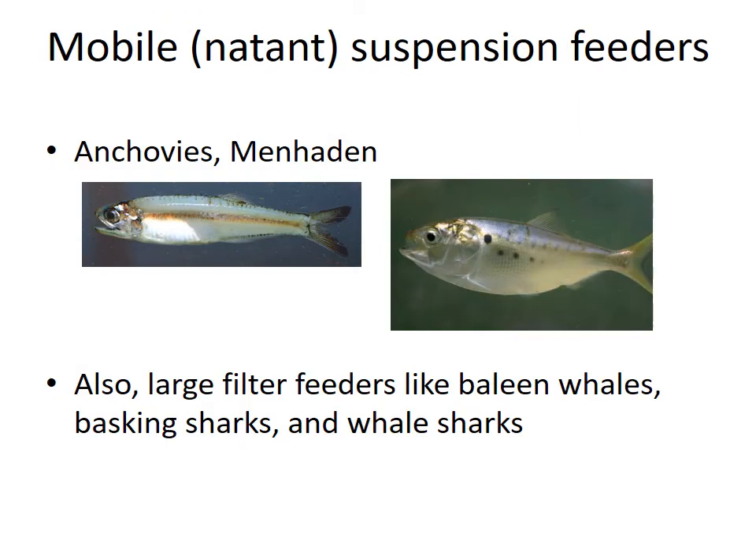These are some examples of mobile suspension feeders, ones that swim around as they filter particles out of the water. Anchovies and menhaden, two types of fish that have specially adapted gill rakers to capture plankton from the water. So they swim around with their mouths gaping open, consuming small particles, and they can do this really efficiently to such an extent that large schools of these fishes are actually important in keeping plankton levels from getting too high in areas where these fishes are abundant. And in addition to these small mobile filter feeders, there are large ones like the baleen whales, basking sharks, and whale sharks that I've talked about previously.